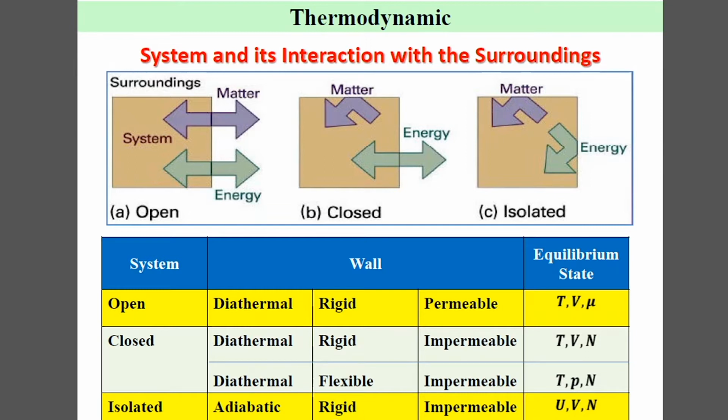Now, the isolated system is an ideal system where you do not have any energy or mass transfer. That means the wall should be adiabatic, rigid, and impermeable. So, opposite to an open system, an isolated system has neither energy transfer nor matter transfer. So the wall is rigid and also impermeable. Whenever we are talking about an isolated system reaching an equilibrium state, it is when the internal energy, the volume, and the number of particles remain fixed, become constant.